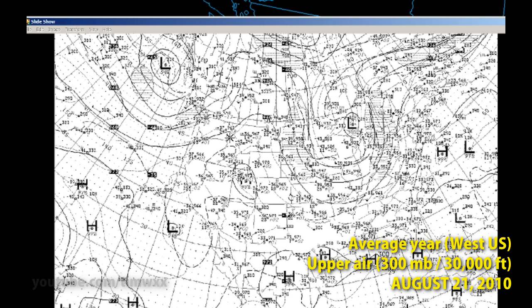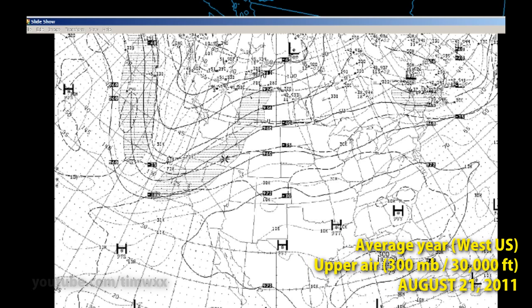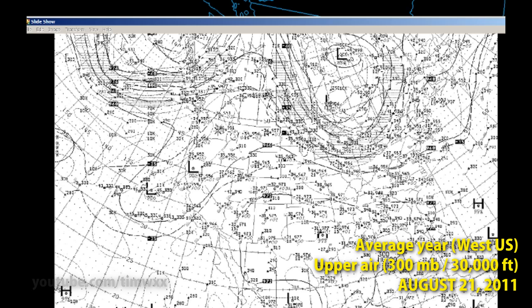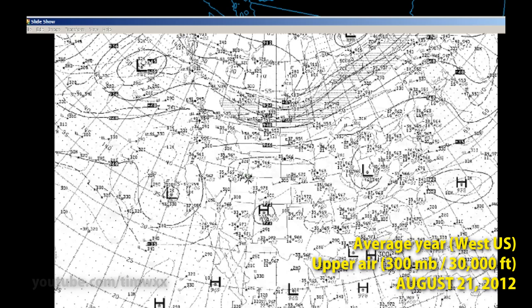Returning to an average year, 2010. Well, we had a trough offshore, but they lucked out there. 2011, kind of a weak flow aloft, average, somewhat good viewing year. 2012, kind of average, but there was a trough in the area. And then 2013, this was bad for Idaho, and you can see the southerly winds.